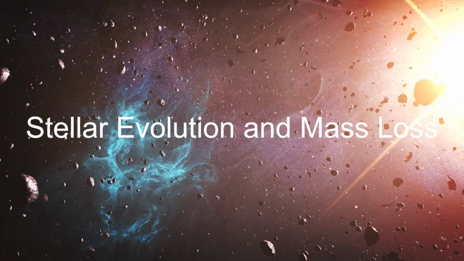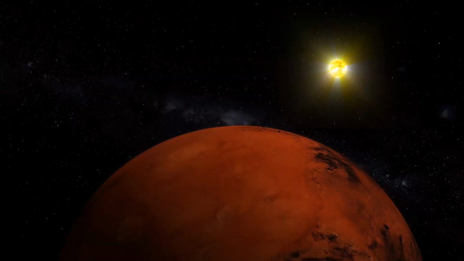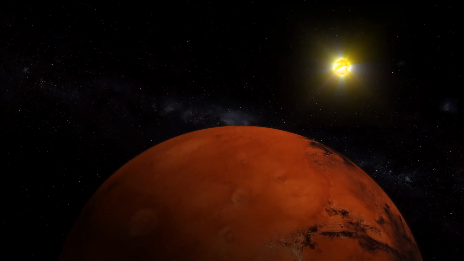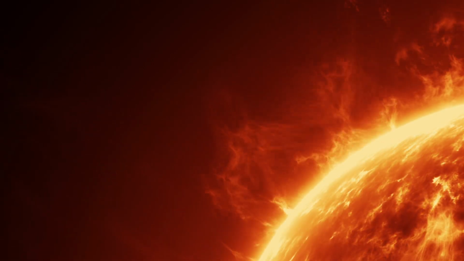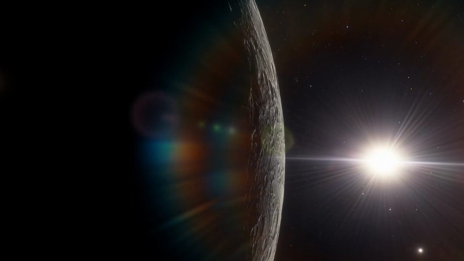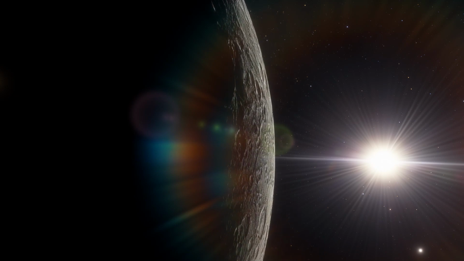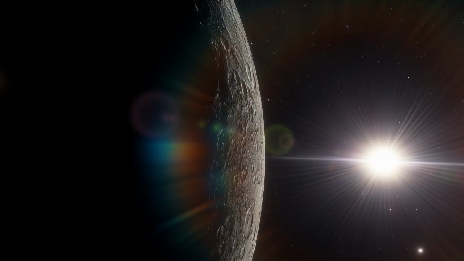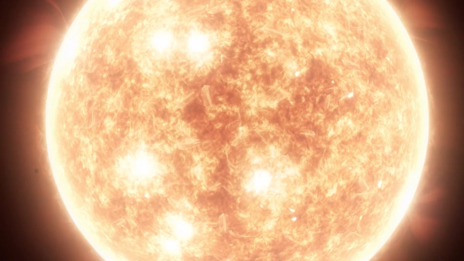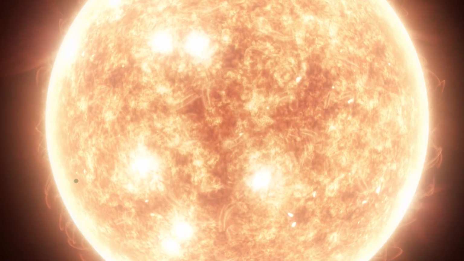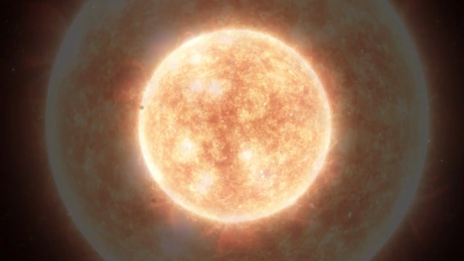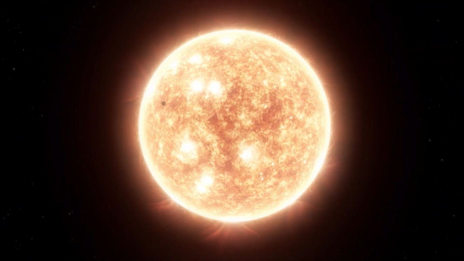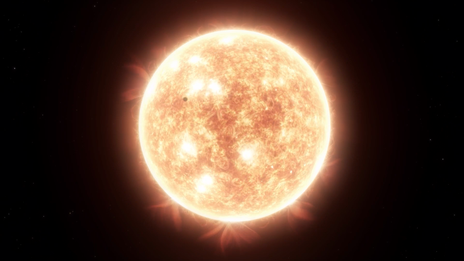Stellar evolution and mass loss. As stars like the sun age, they go through various stages of stellar evolution, leading to different forms of mass loss and accretion. In the distant future, the sun will enter the red giant phase, significantly expanding and potentially engulfing the inner planets, including Mercury and Venus, and possibly Earth. This process could be viewed as the sun feeding on its planets, although it is more a consequence of its natural life cycle.